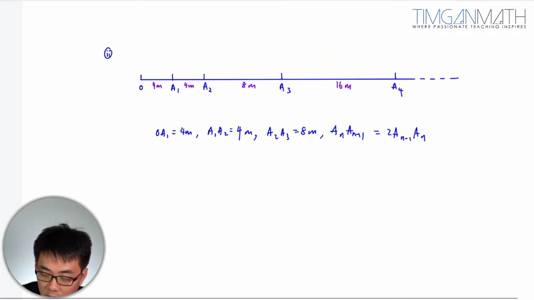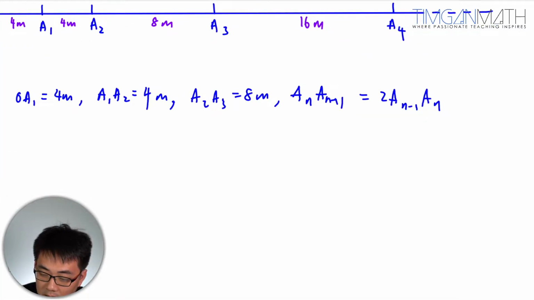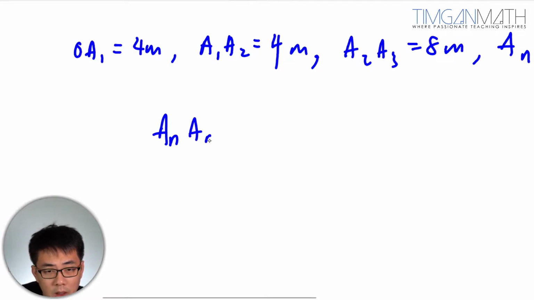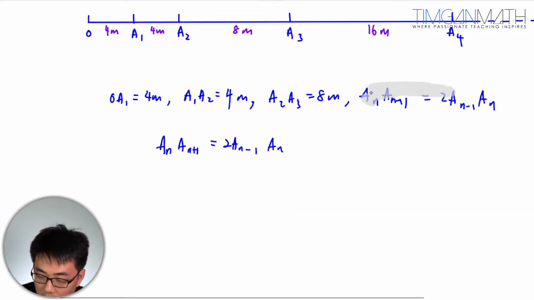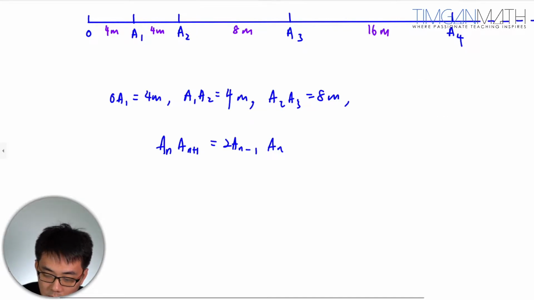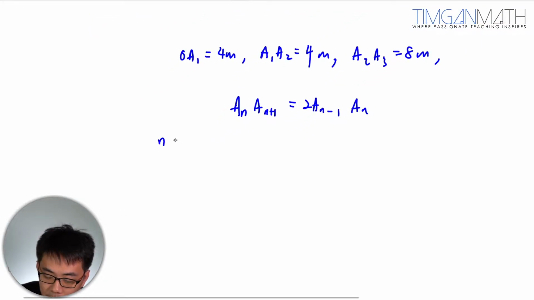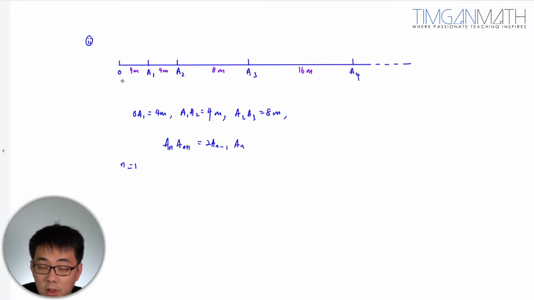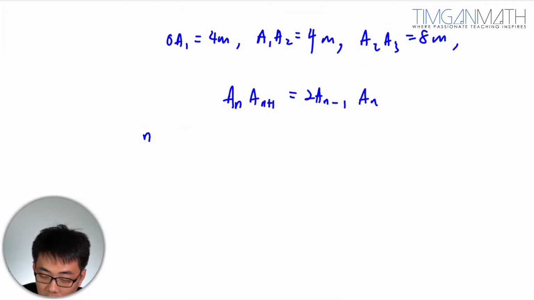Now this is a governing equation here, so we try and make sense of this. A(n+1) minus A(n) equals 2A(n) minus 1 A(n). I think what they meant was that n must be at least 2, because if n equals 1, this will be A0. So we don't have A0 here. We don't have origin O. So I think what I meant is the base term here is at least 2.